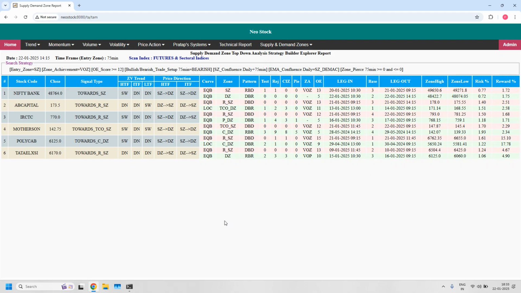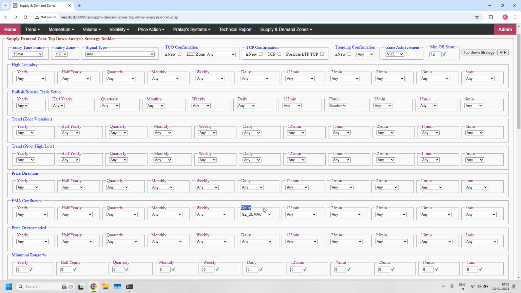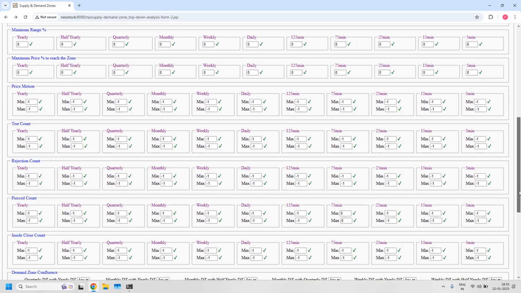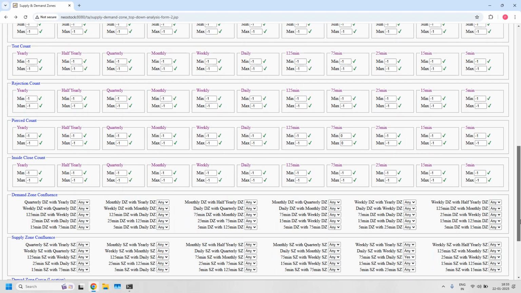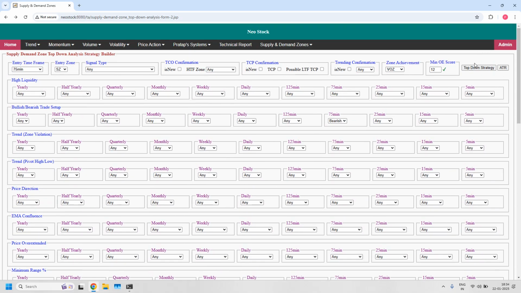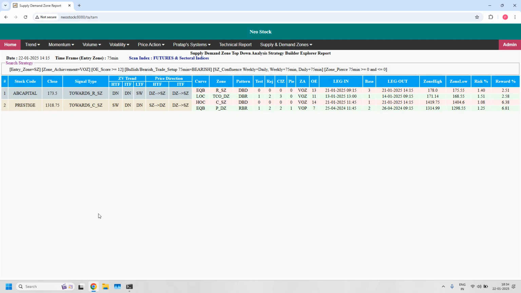Okay. Next filter is LTF, ITF, HTF supply zone confluence. So I am removing the EMA filter because it is ITF specific. We should focus on HTF specific now. So in the supply zone confluence, we should set 3 filters. First filter is already enabled, that is 75 with daily. Second filter is 75 minute supply zone with weekly supply zone confluence. Third filter is daily supply zone with weekly supply zone confluence. With all the 3 filters, LTF, ITF, HTF supply zone confluence, we got 2 stocks.